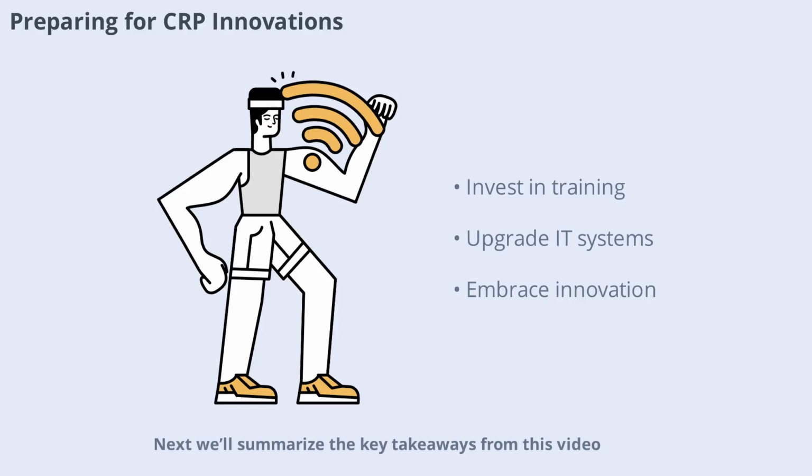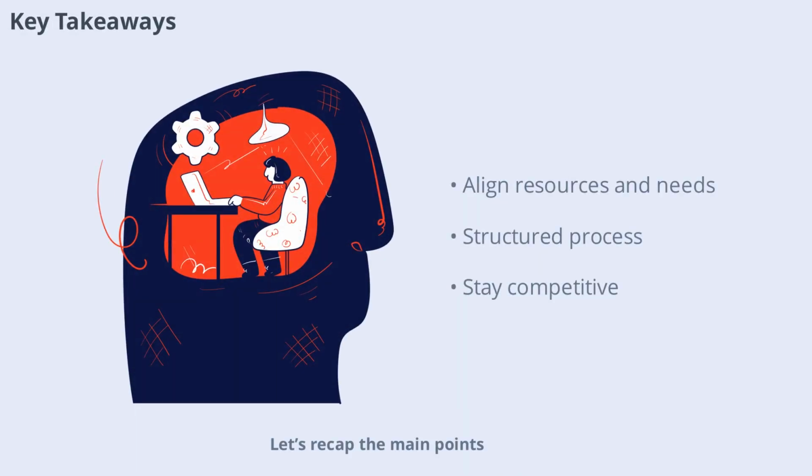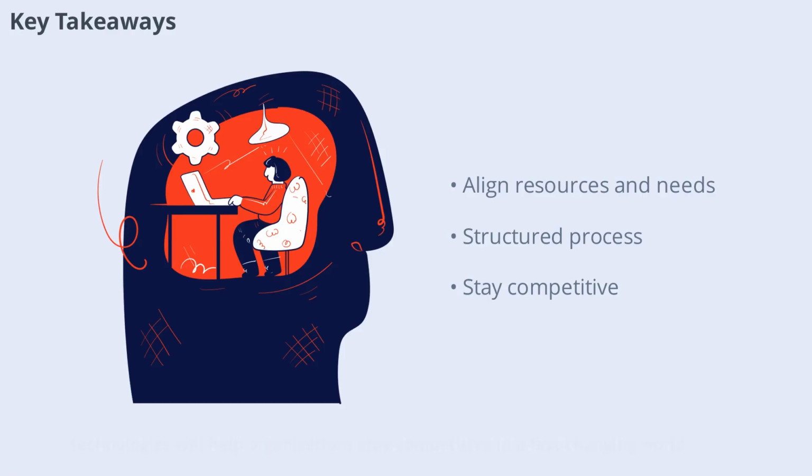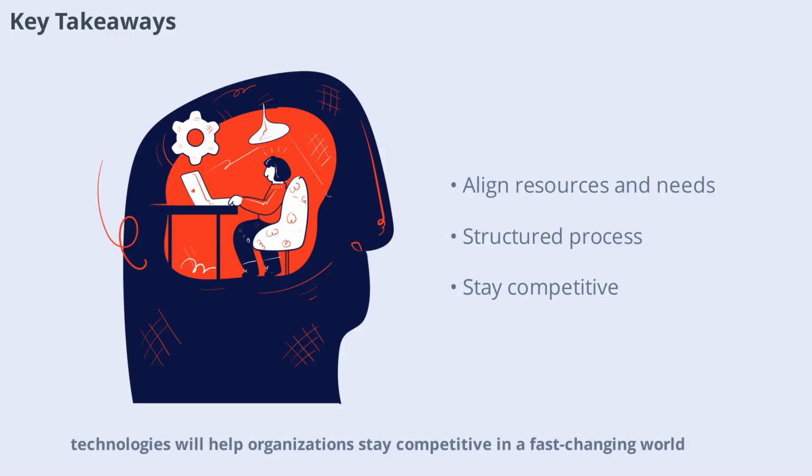Next, we'll summarize the key takeaways from this video. Let's recap the main points. Capacity requirements planning is a vital part of operations management, ensuring that resources are aligned with production needs. By following a structured process, calculating load, assessing capacity, identifying gaps, and making adjustments, companies can avoid bottlenecks and improve efficiency. Integrating CRP with other planning systems and embracing new technologies will help organizations stay competitive in a fast-changing world.